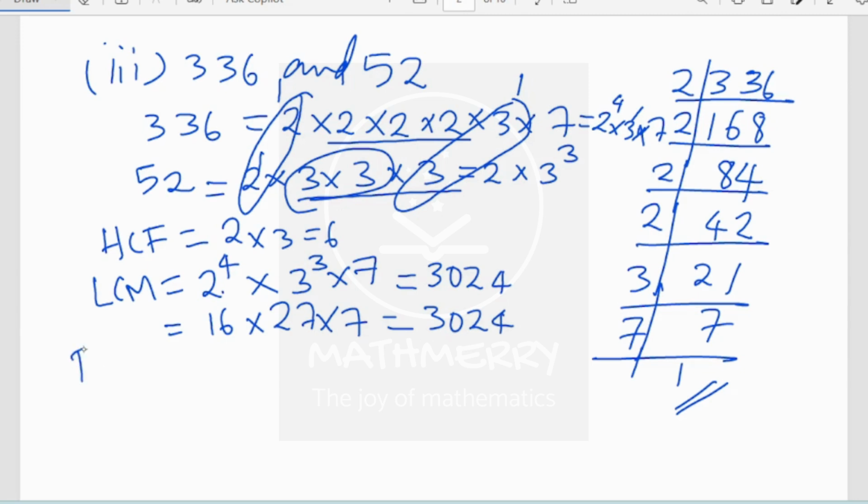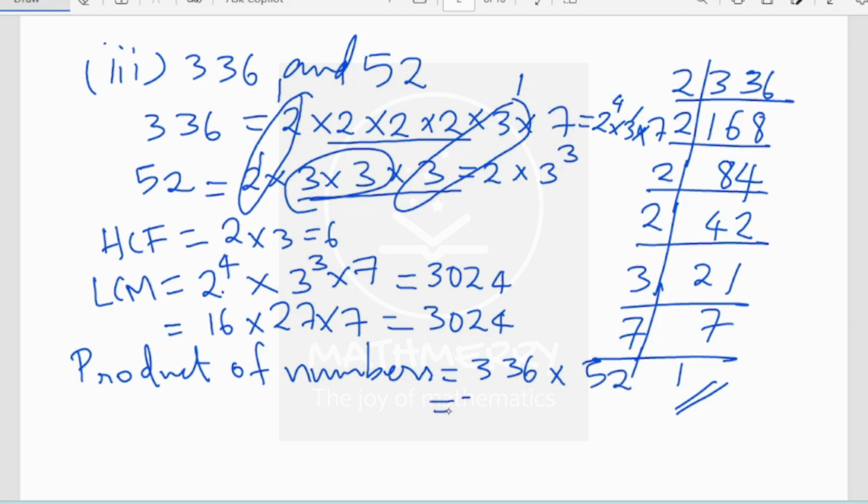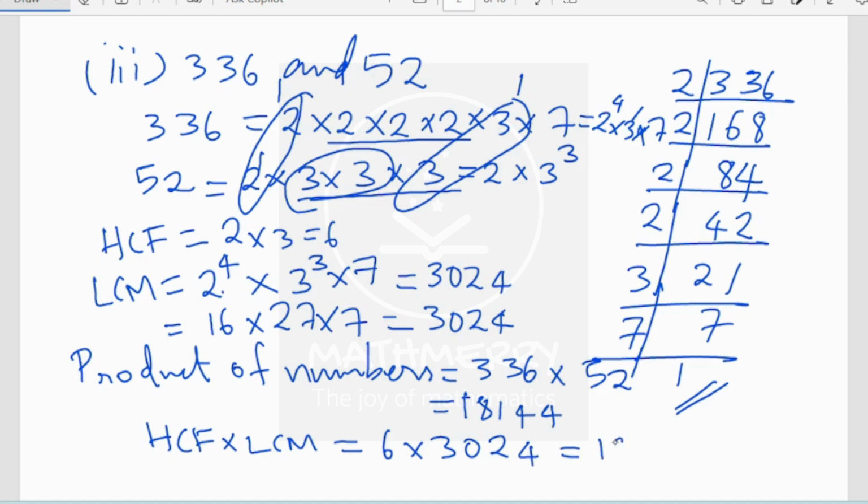Now again we have to do the product of numbers. So the product of the numbers is equal to 336 into 52. So when we multiply, we will get 18,144. And now HCF into LCM. So that is equal to 6 into 3024. This again we will get 18,144. So they are equal.